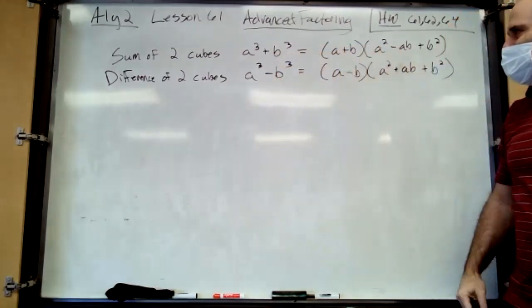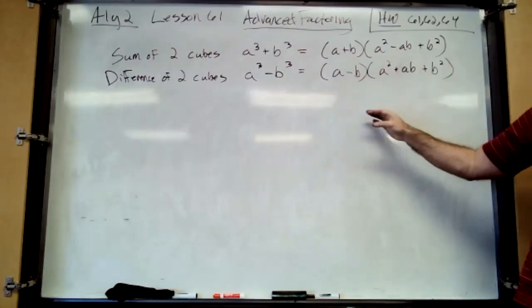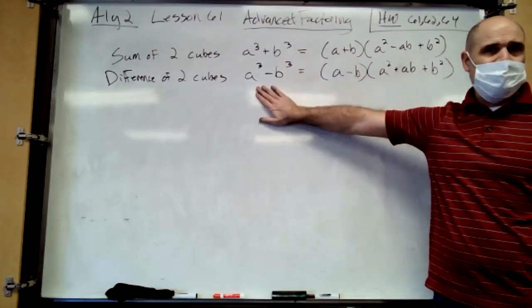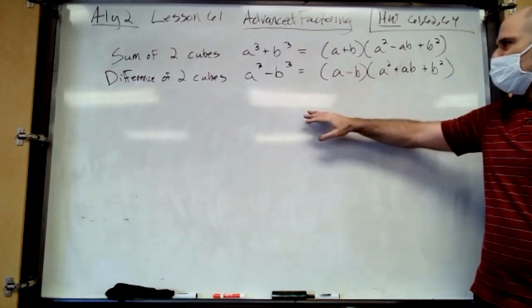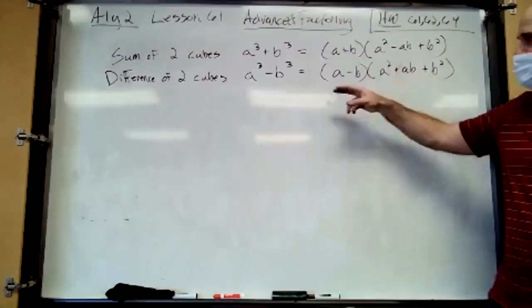Okay. So if I were to distribute this, multiply all that out, you would get this, right? Because things would cancel, and you'd be left with a cubed minus b cubed. If I were to multiply all this out, then you would get that.